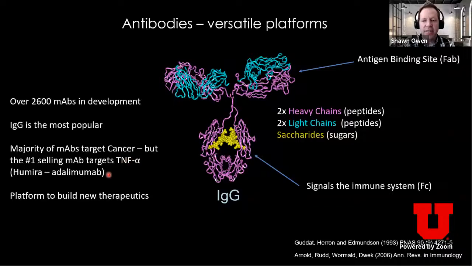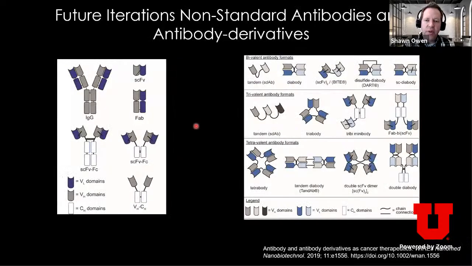There's a lot against cancer, but it seems like the highest selling ones are against TNF alpha. I do want to leave with, this is just the beginning for antibodies. We have this basic structure of an antibody, but what you can see is we can start to take pieces of the antibody and create new entities. We can actually combine them in different ways to create these new and elegant, brand new macromolecules that can have novel functions that might help bypass some of this resistance.